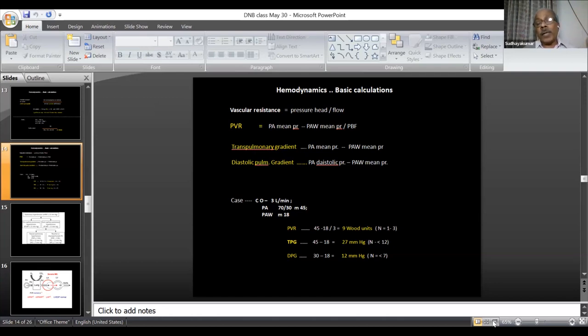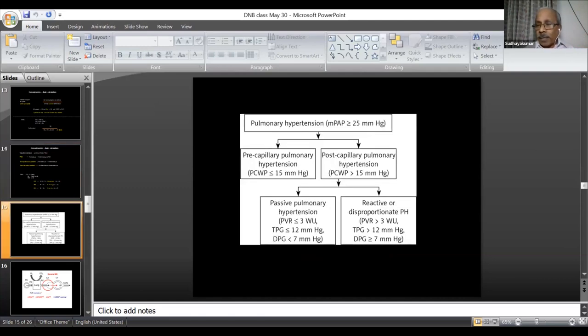Just as, what is the type of PH? The type of PH, when the mean pulmonary artery pressure at rest is more than 25 millimeters of mercury, some people now put it as 20, especially when it is coming to idiopathic PH. If the pulmonary capillary bed pressure is less than 15, left heart is normal, so it is pre-capillary. If it is more than 15, it is post-capillary.